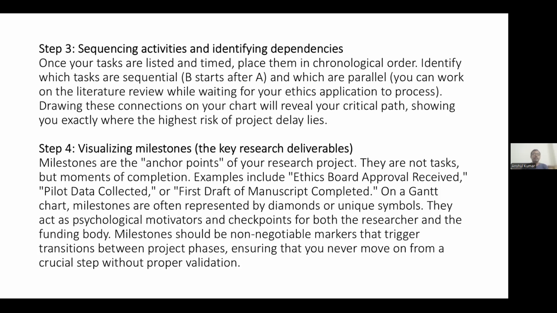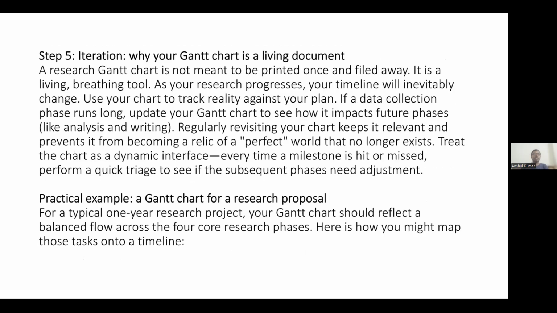Visualizing milestones. Milestones are the anchor points of a research project. They are not tasks but moments of completion. Examples include ethics board approval received, pilot data collected, or first draft of manuscript completed. On a Gantt chart, milestones are often represented by diamonds or unique symbols. They act as psychological motivators and checkpoints for both the researcher and the funding body. Milestones should be non-negotiable markers that trigger transitions between project phases, ensuring that you never move on from a crucial step without proper validation.